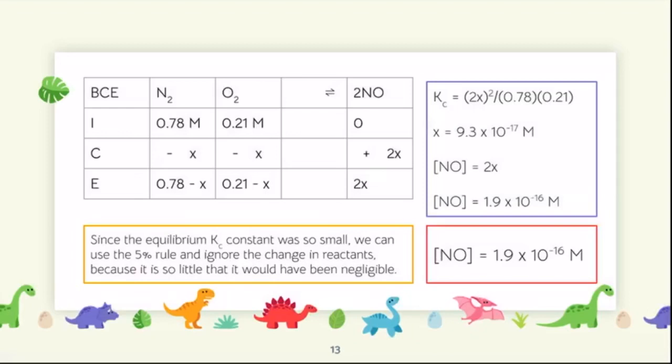We could also find the concentration of N2 and O2 if we hadn't used the 5% rule. We would just do the same thing that we did in the last problem using the quadratic formula or solve it algebraically. But the 5% rule is a lot easier because you'll notice that the numbers are so small, it doesn't really make a difference in this case.